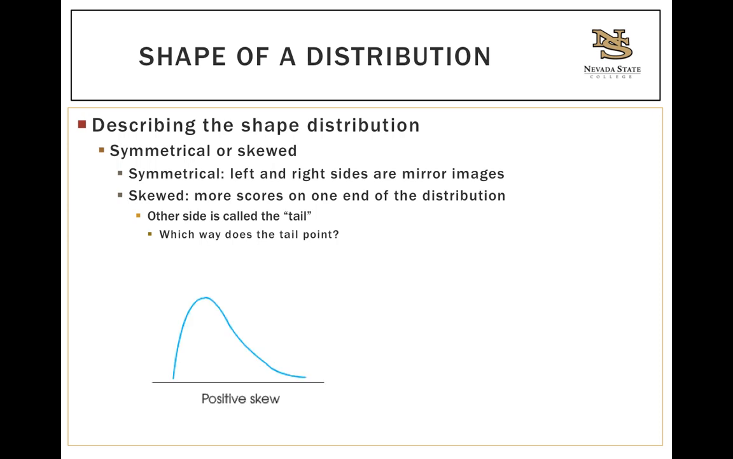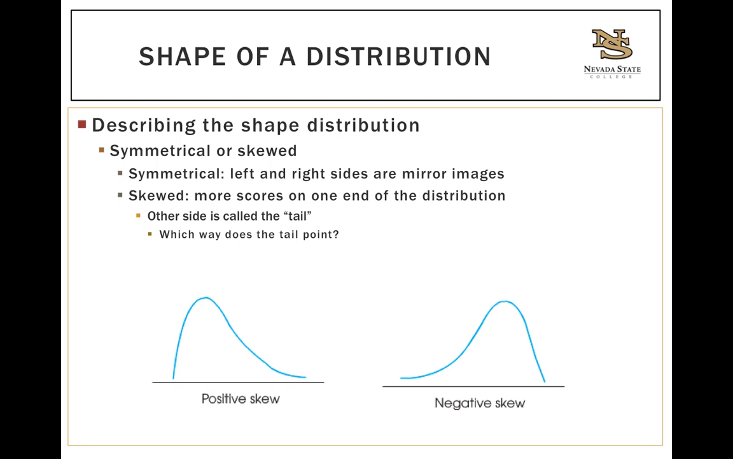So here we have a distribution that clearly is skewed. We have more responses here on the left side than we do on the right, and our tail is pointing this way more positively, so towards positive numbers, and that would be a positive skew. However, in this distribution, we see that we have more answers to the right, and our tail points towards the negative side of the distribution, so we have a negative skew.